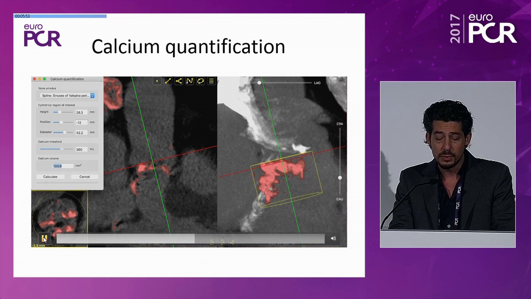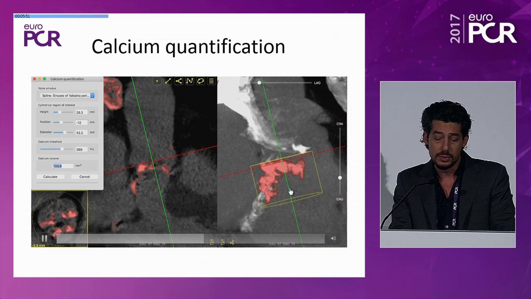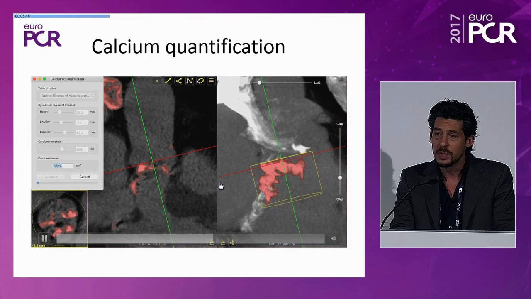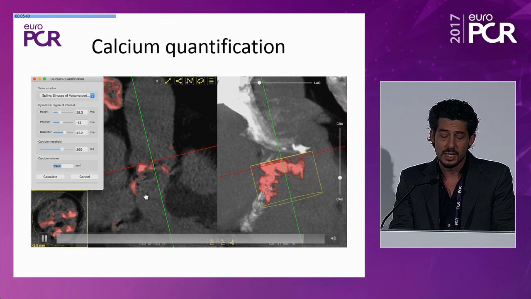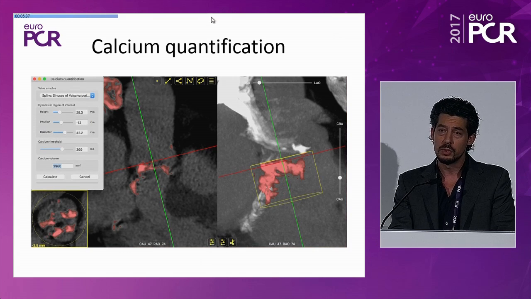And you see here we can have a little bit of noise, and we reduce that noise, but this gives us an idea of how much calcium we actually have in the region of interest. And here we're going to measure approximately 2,960 millimeter cubed of calcium.